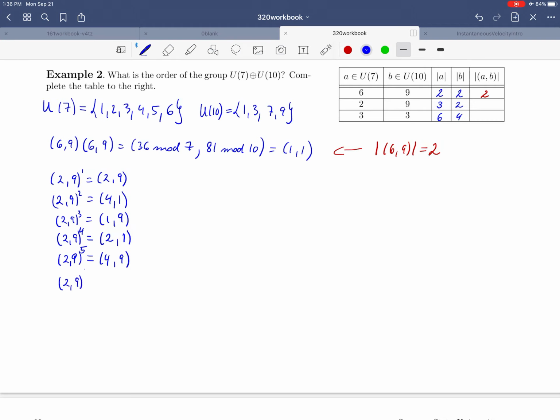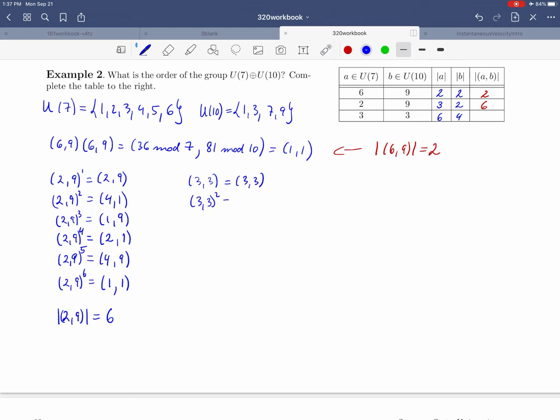I have 2, 9 to the 6, that is finally 1, 1. 2 times 4 is 8, mod 7 is 1, and then 9 times 9, 81 mod 10, that is 1 finally. Okay, so we found that the order of 2, 9 is 6. Okay, let me fill that in over here. So I get 6. And the last entry was 3, 3.